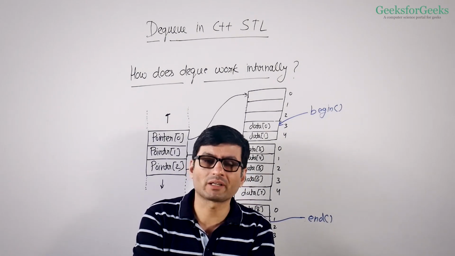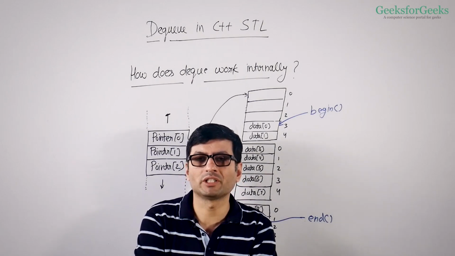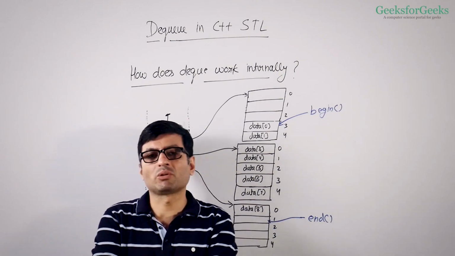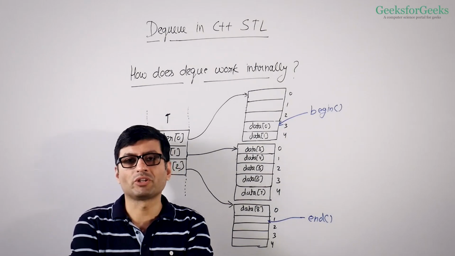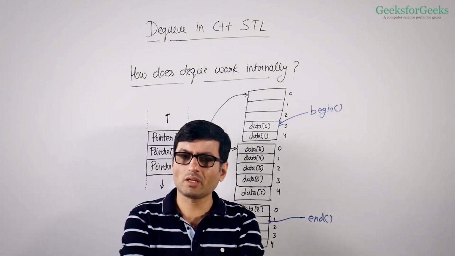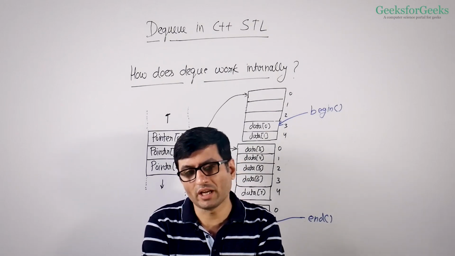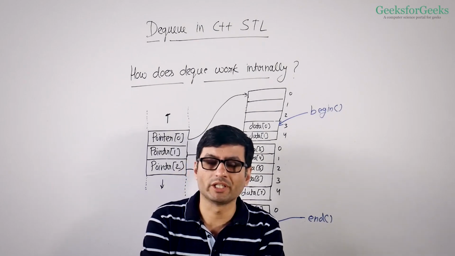Using the front and back indexes, you can find out the element at a given position. But the problem with circular array implementation is that if your DQ grows beyond the capacity, then you will have to double the array size and copy all the data.